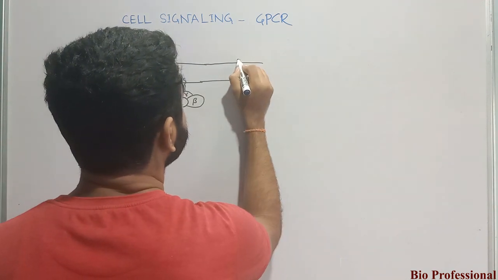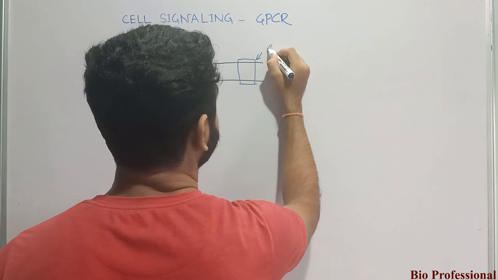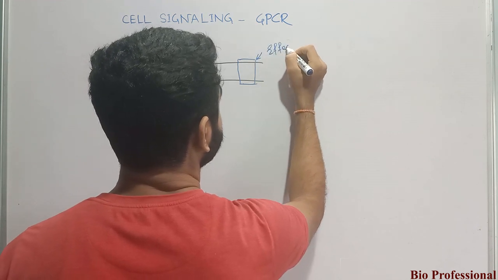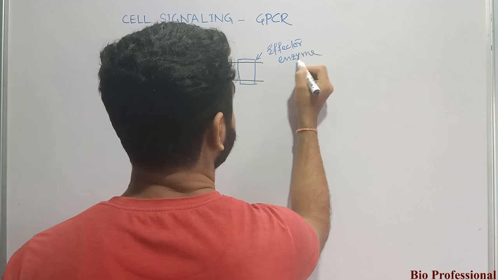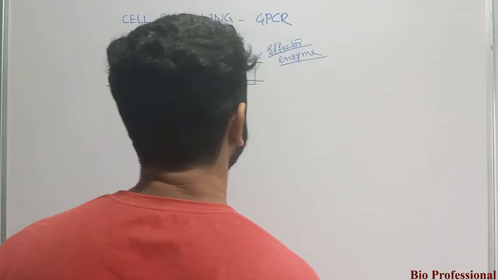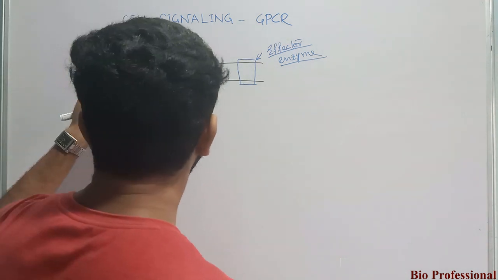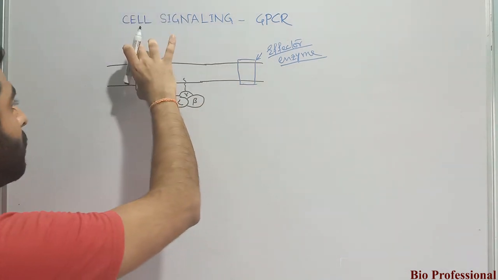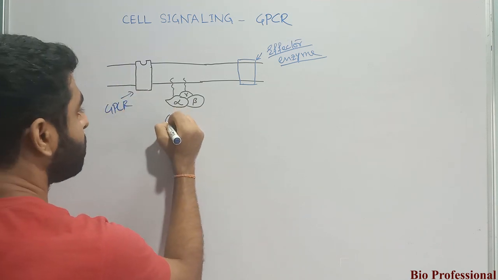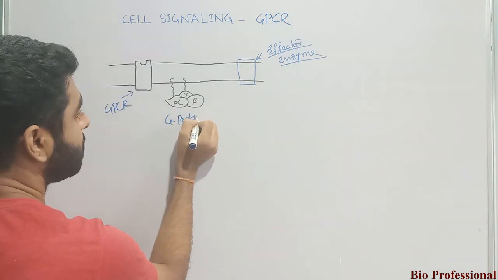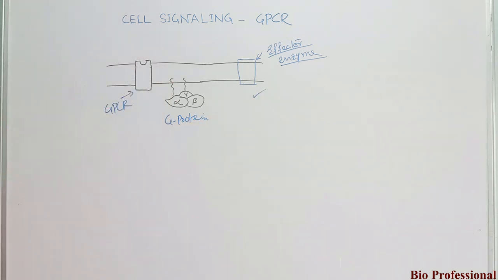This is called the effector molecule. And this is basically the enzyme. We will see what the enzyme is here. So now you just have to remember these components. It has one: this is the GPCR, this is the G protein, and this is the enzyme.